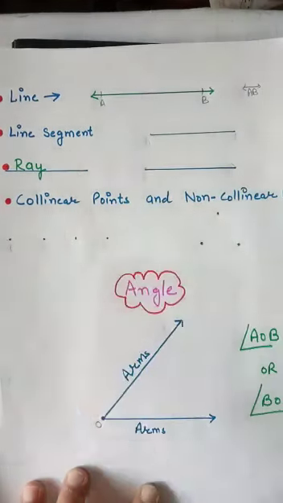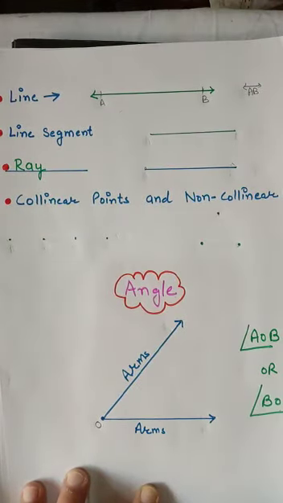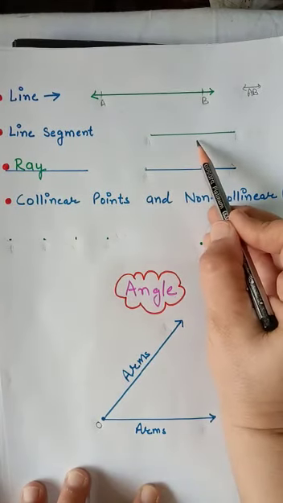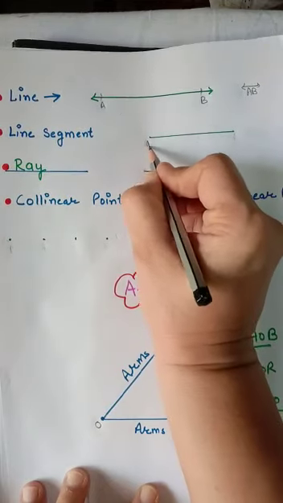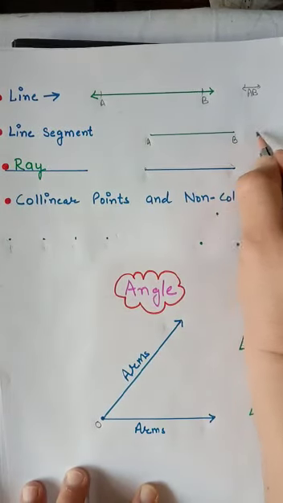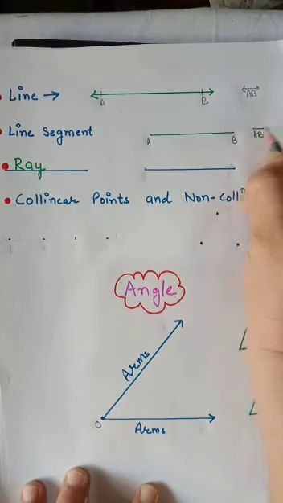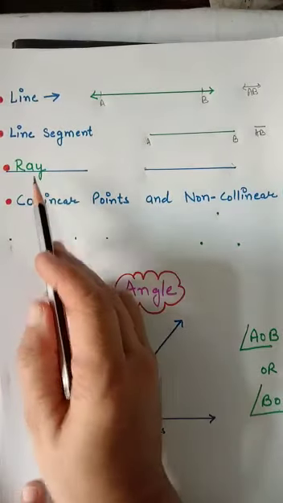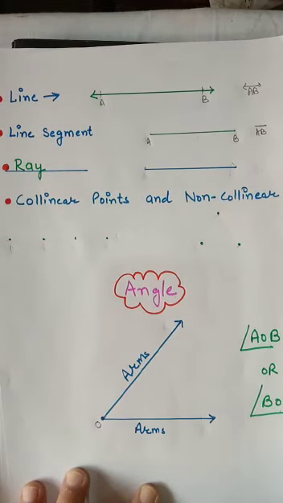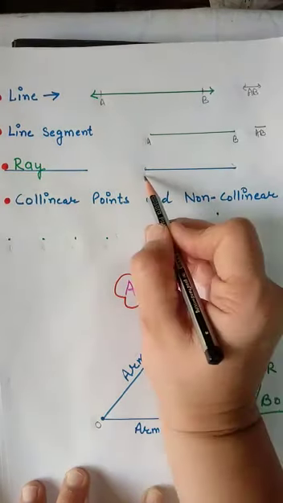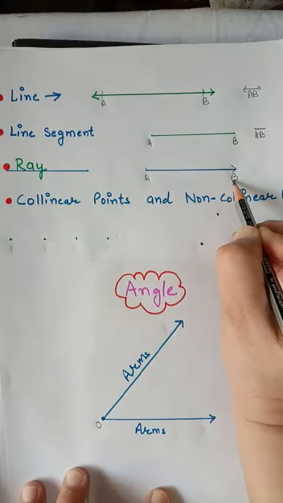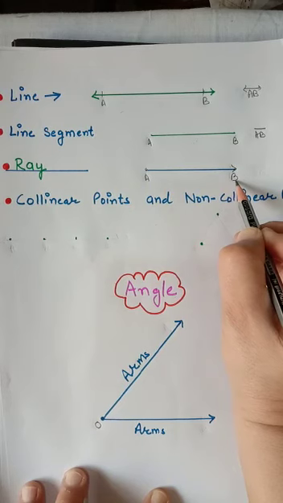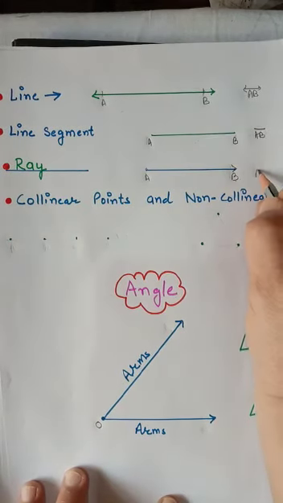Next is a line segment. A line segment is a part, or you can say just a portion of a line with two endpoints. Again, I'm taking here points A, B, segment AB. Now next is your ray. A ray is part of a line with one endpoint and on the other side we have an arrow, which means we can extend this only in one direction, and it can be represented in this way.